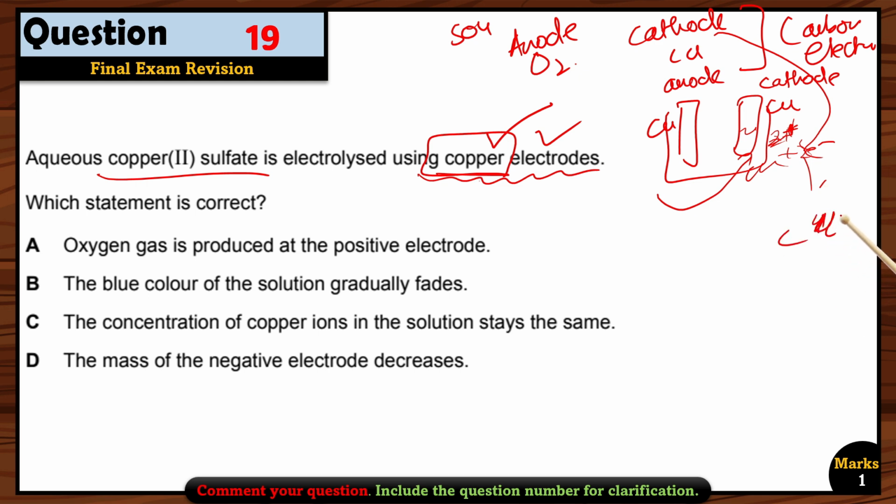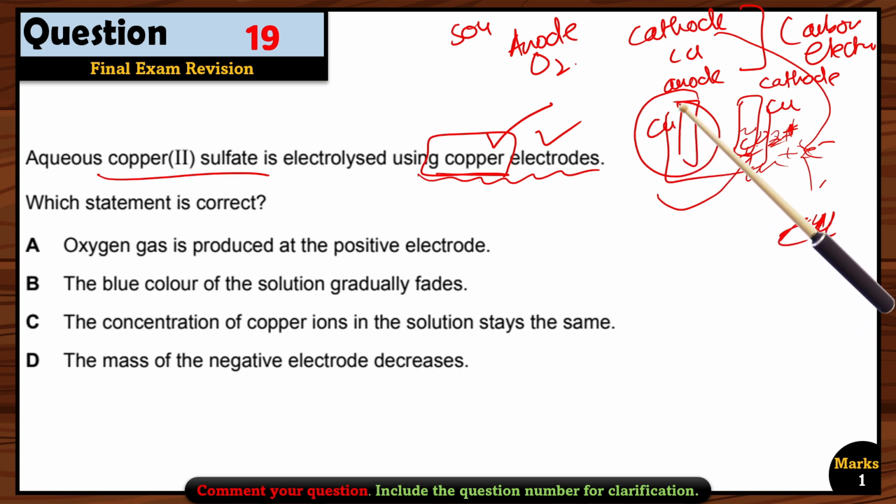Same like the carbon electrode, okay? They will become the copper metal, so they will start depositing here. But here, the anode is made up of copper. What it will do actually, it will start doing the oxidation. Anode is, and at anode oxidation takes place, right?